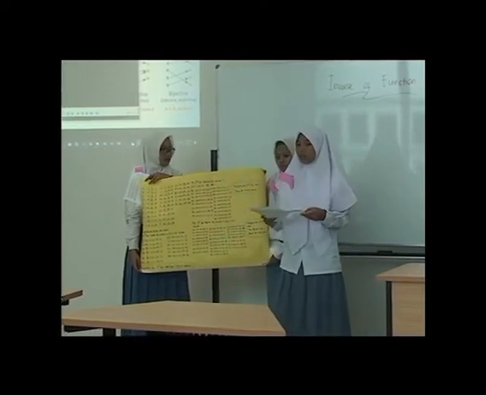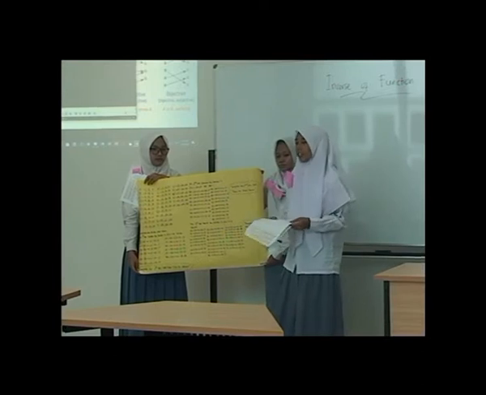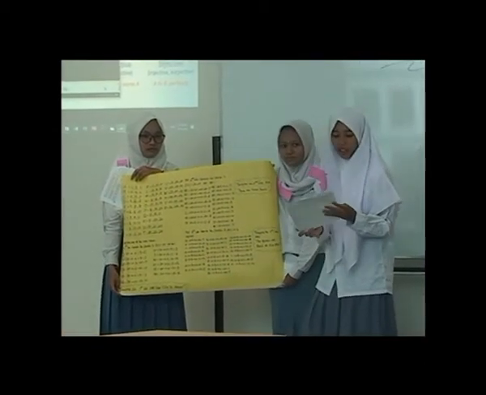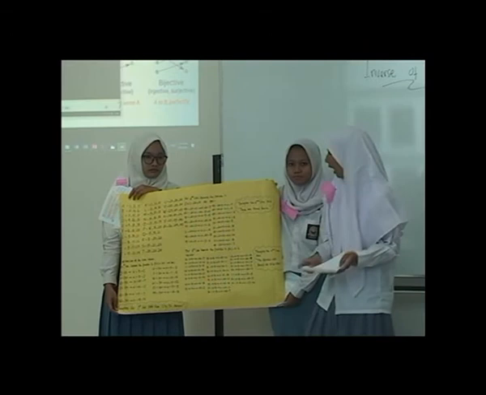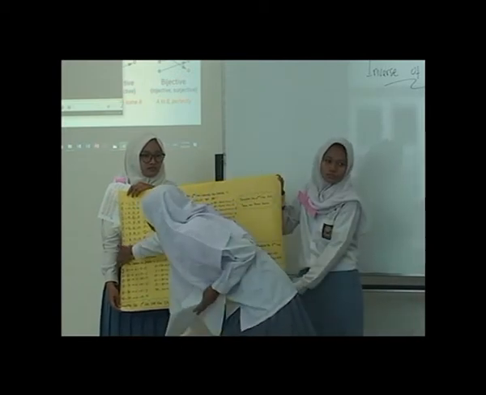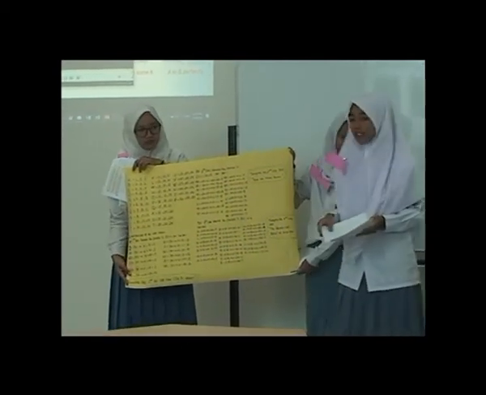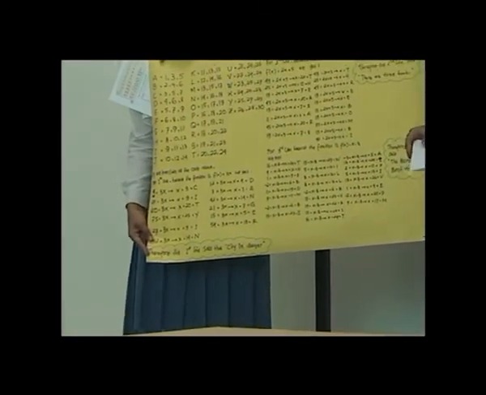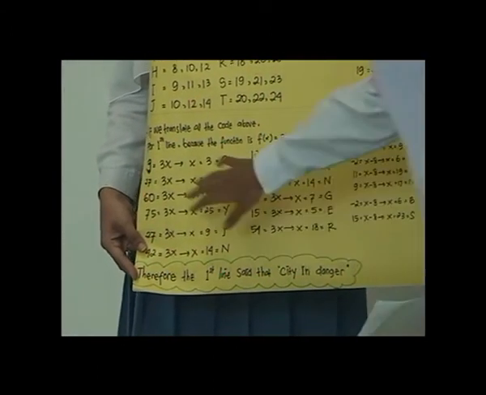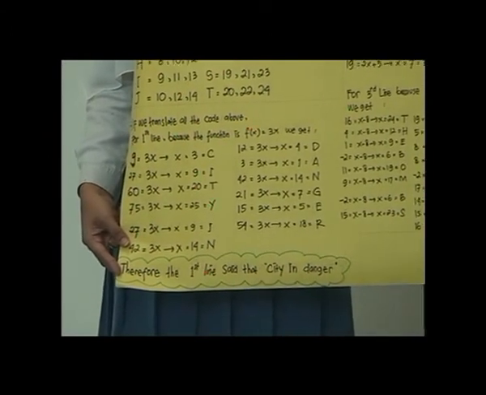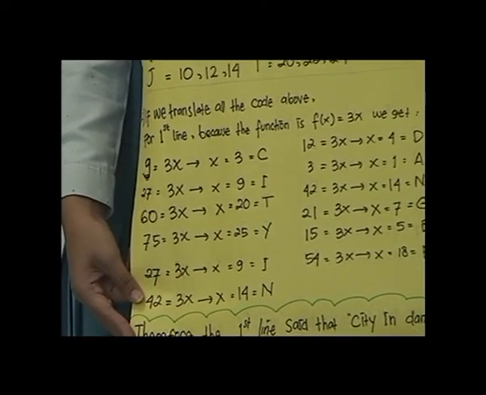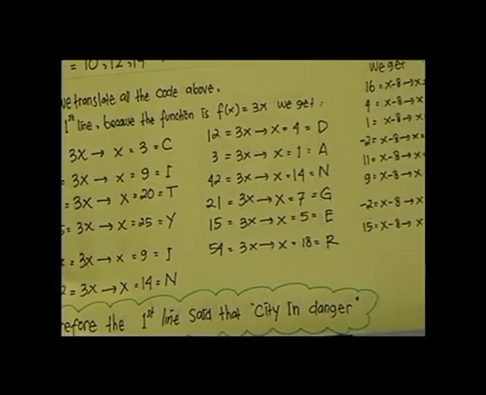And the answer for question number 2 is, for the first line we have the function fx is equal to 3x. So we get 9 is equal to 3x. So x is equal to 3. So 3 corresponds to alphabet C. And 27 is equal to 3x, so x is equal to 9, and 9 corresponds to I. And so on until we get the first line, which says that city is danger.